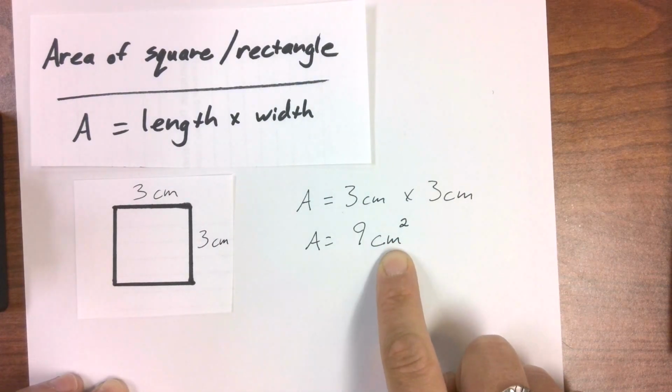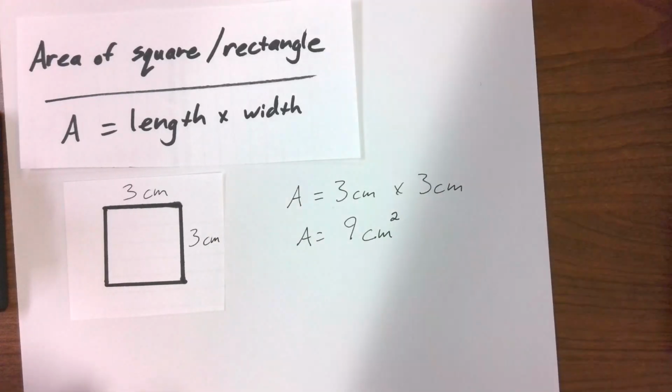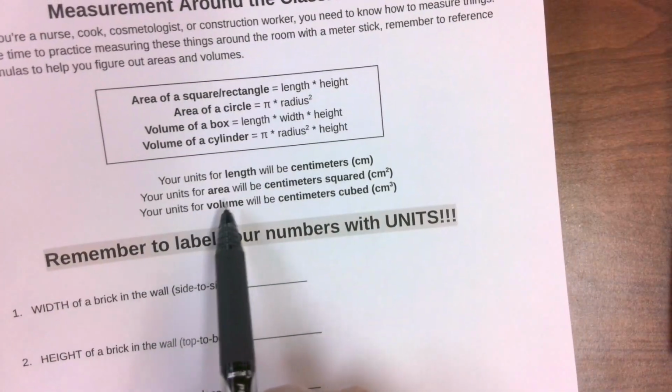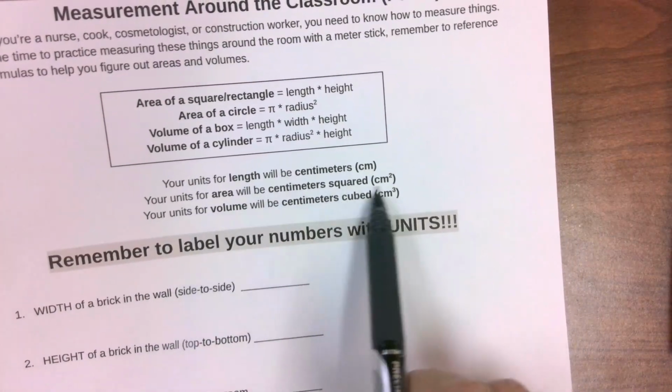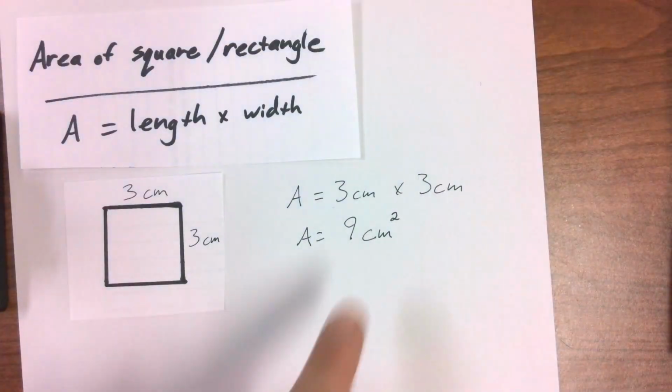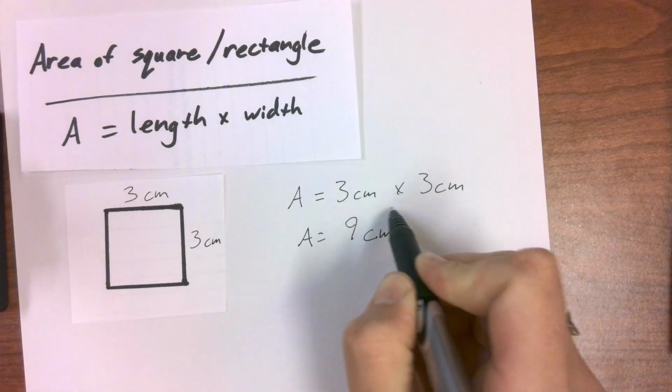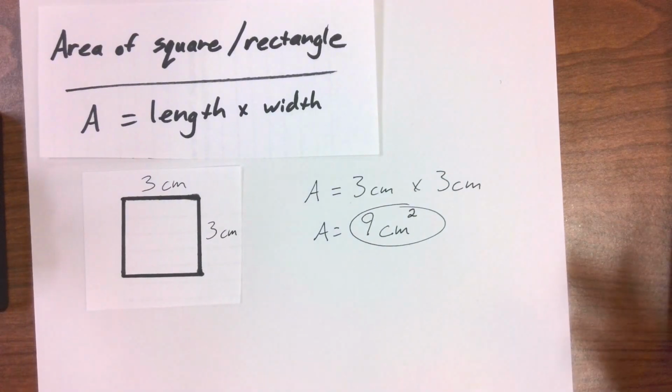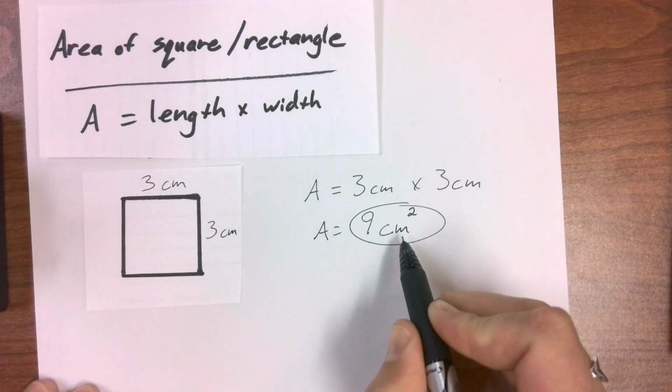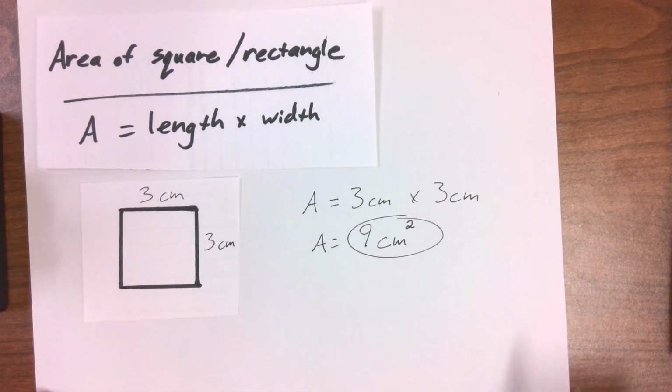So that's very important. And I gave you a note on that as well on your paper. Your units for area, as long as you're measuring in centimeters, are going to be centimeters squared. So make sure you get that correct unit on there. So there you go. That's all you got to do. Make 2 measurements, multiply them together, and make sure you get that unit right for your area calculations.